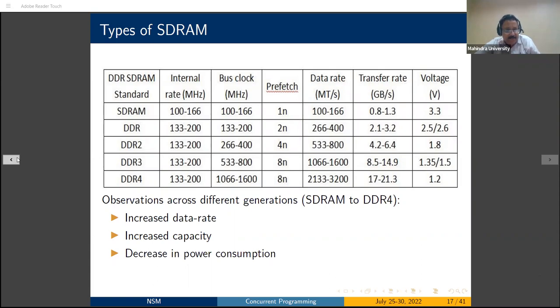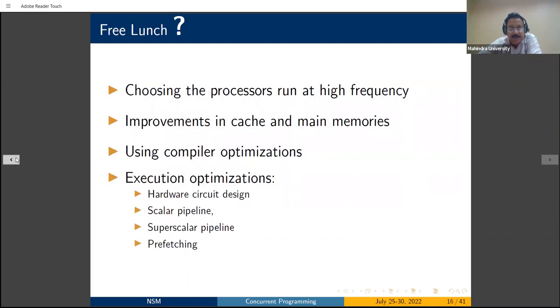Yes, this is also free lunch. In olden days, if you observed less performance, we would replace this DDR2 with DDR3 or DDR4, and we could observe better performance.